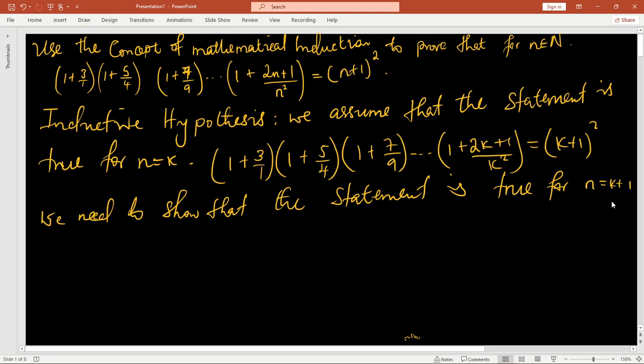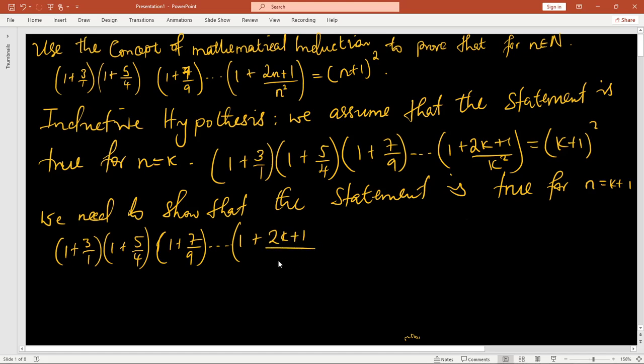So what this simply means here is that to these existing terms that we have already here, we're going to add a new term now, or we're going to add a term further from the k term that we have, so that term becomes k plus 1. Okay, so meaning that here we're going to have 1 plus 3 over 1, 1 plus 5 over 4, 1 plus 7 over 9, then 1 plus (2k plus 1) divided by k squared. So this is the k term that we have here.